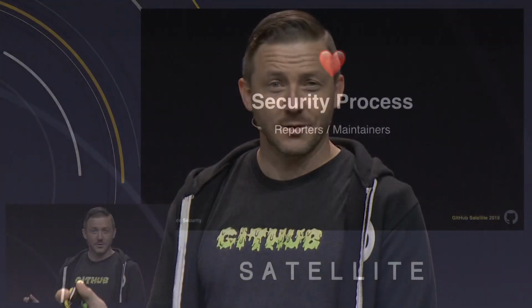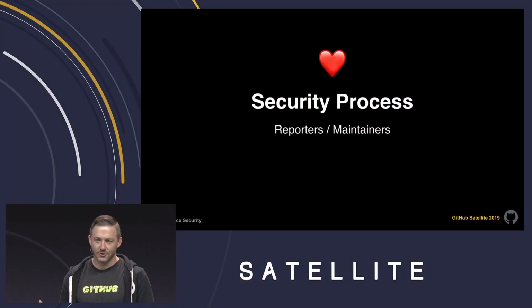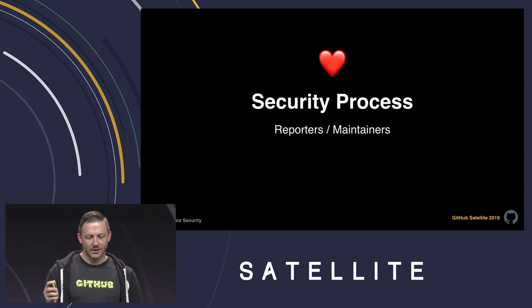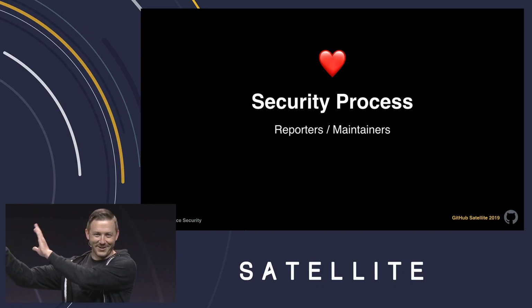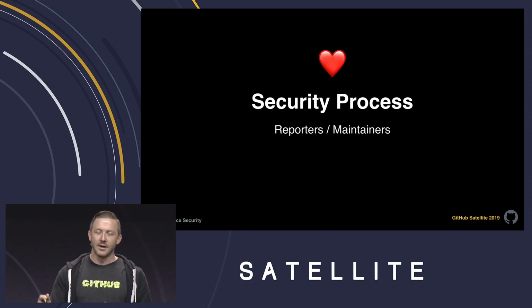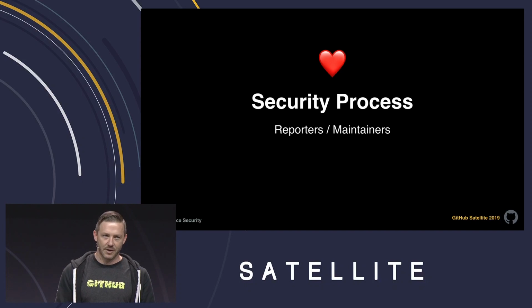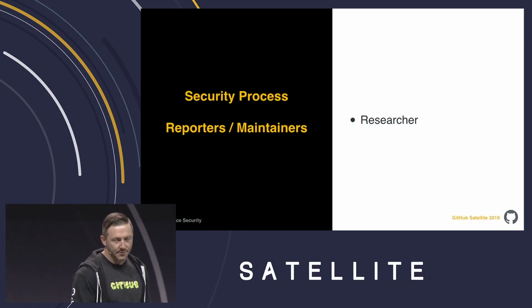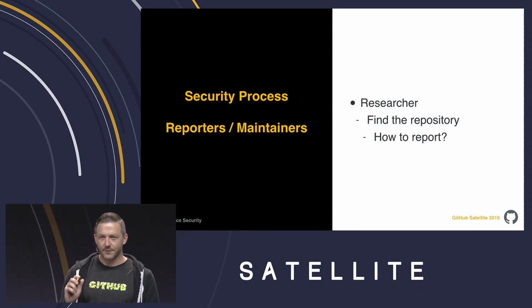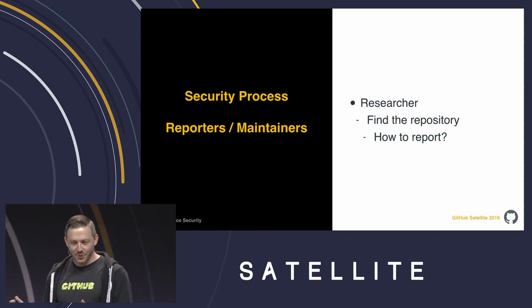First, let's start with some common security processes. We talked to a number of different open source and industry groups about how they handle vulnerabilities and what they do. We've been looking at this process from the lens of the reporter on one side, and the maintainer on the other. So you're seeing two personas and how they deal with the security vulnerability process. First, let's imagine we have a researcher who found a vulnerability and would like to report it. The first step is they need to find the repository, the source code. Hopefully this is pretty easy.